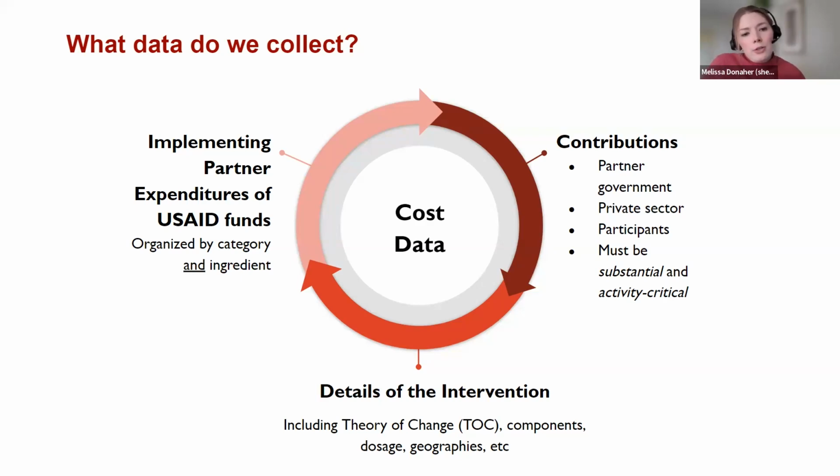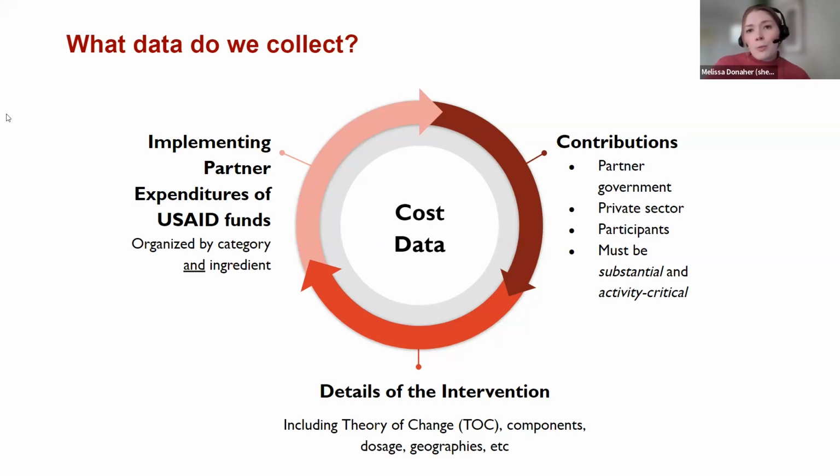So substantial refers to the amount or the size of the contribution, which will differ, of course, depending on the size of the activity. But we want to make sure that they are substantial, not very small quantities of contributions. And the second is activity critical. So this is related to the importance of the contribution in achieving the activity's goals. So could this activity be implemented without this contribution? If not, then we should be counting that because it is an essential part of the costs that went into achieving the outcomes that we see.